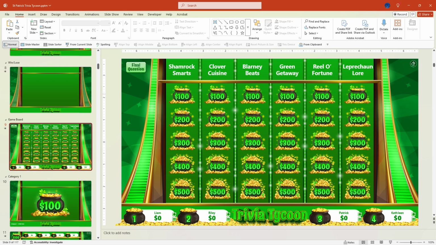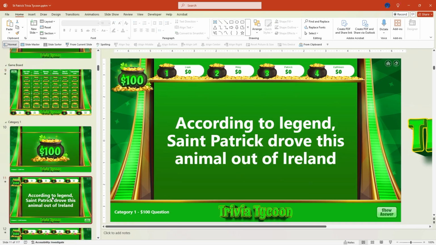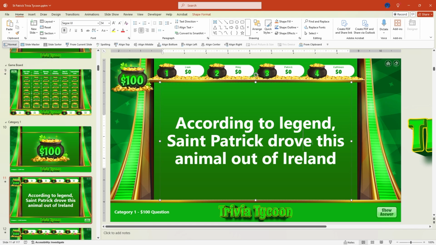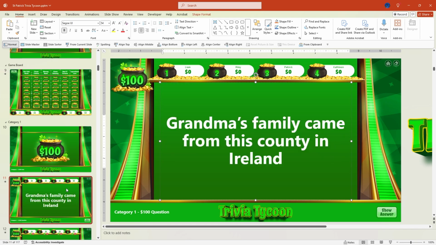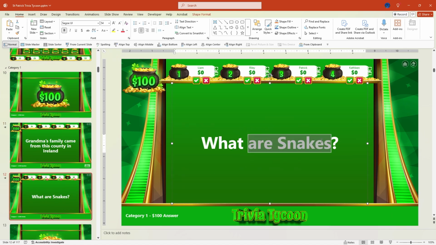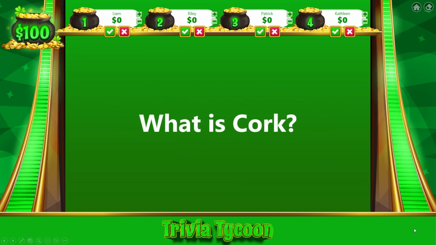To change the categories, go to the main board slide and enter your new categories in the text boxes. You can then go to each value and update the question and answer. You will see a section for each category, and when you click on a question or answer, you will see the category and value. So for example, I can go to Category 1, $100 question, and type in a new clue, and then Category 1, $100 answer, and type in the new answer. If we play the slideshow, you can see the new question comes up as well as the answer I entered.